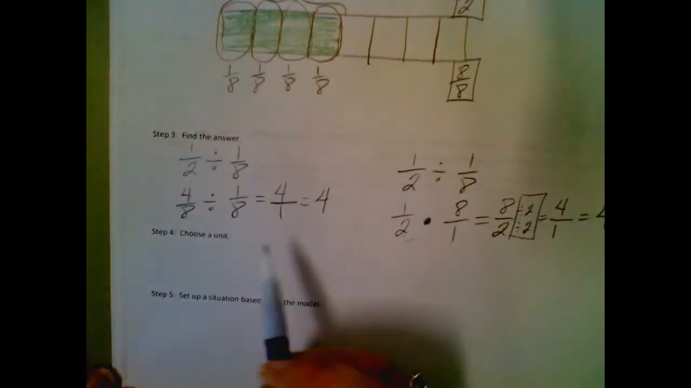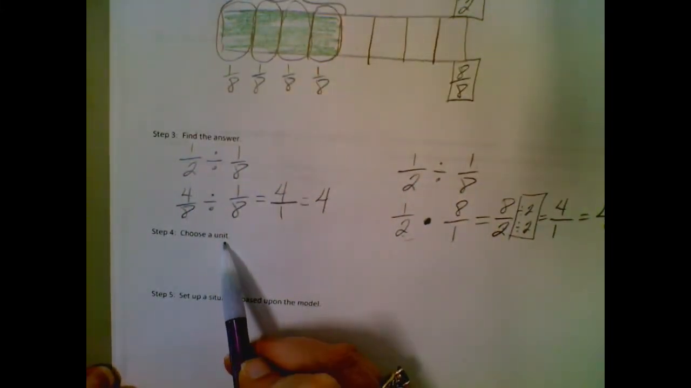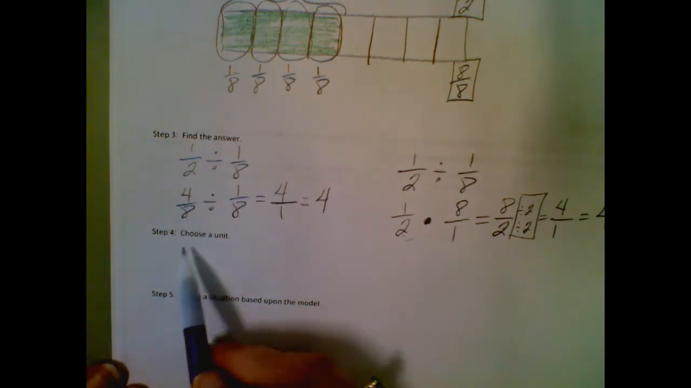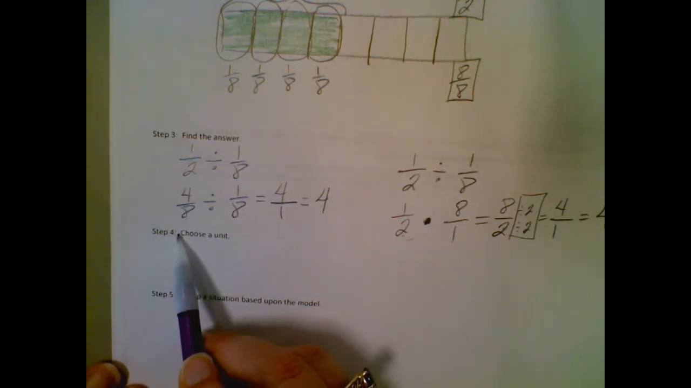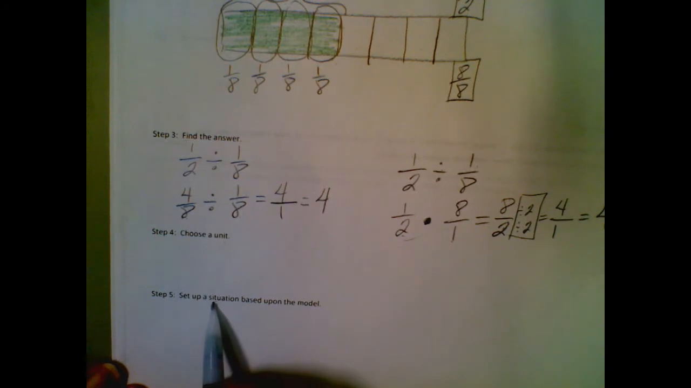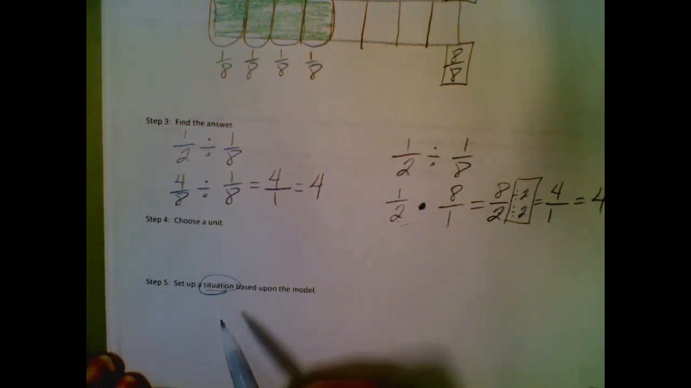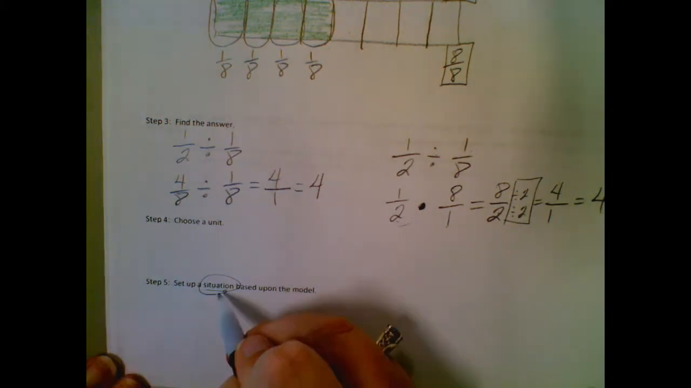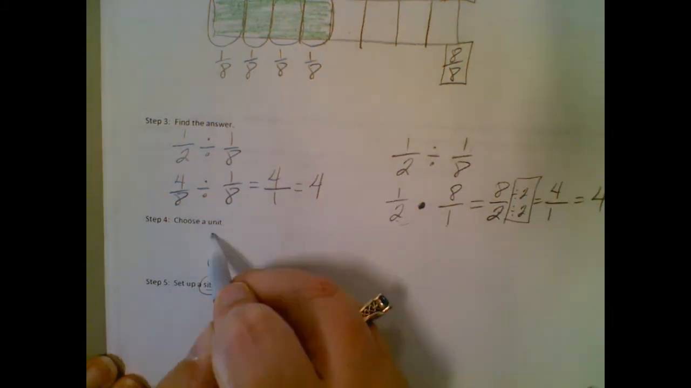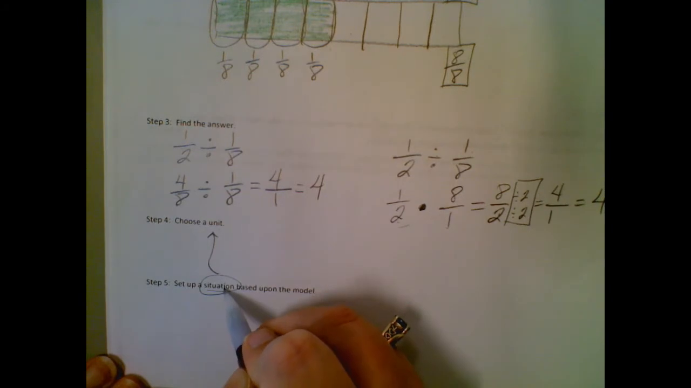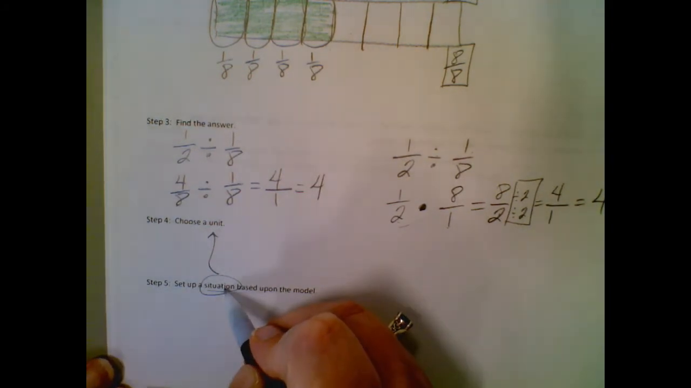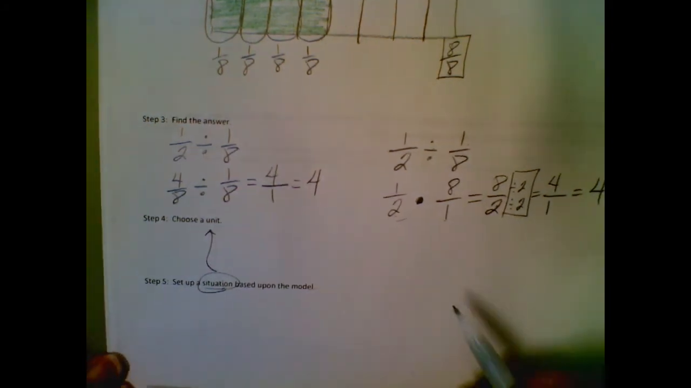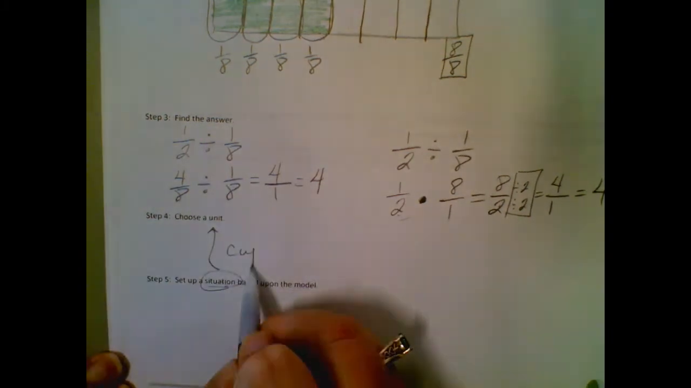Now, this is what could be a little confusing, is choose a unit. And here's why they're going to step 4, is because they want to use that unit in the situation. So remember, we're writing stories today. So what situation, what unit do they want you to use, or do you want to use in this situation? For this one, we're going to use cups.